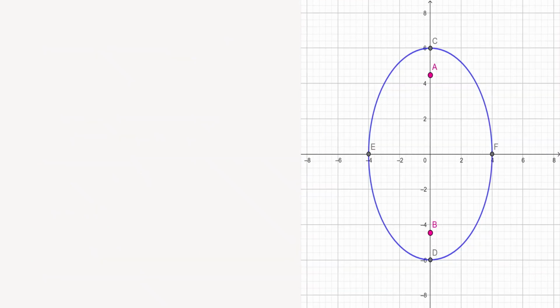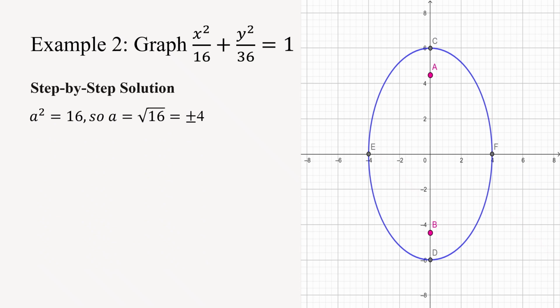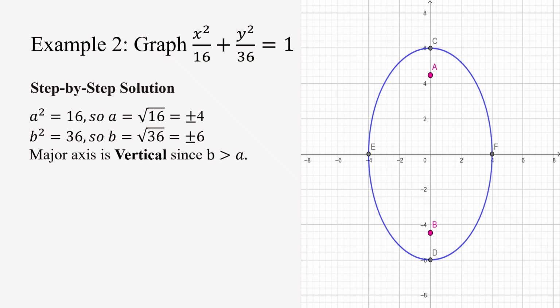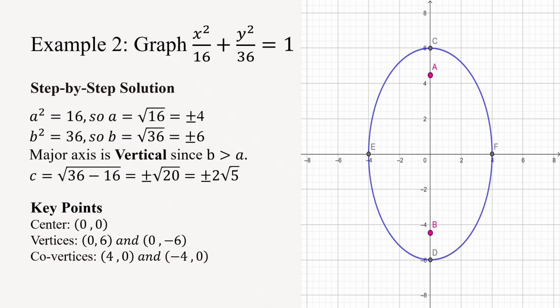Another example. x squared divided by 16 plus y squared divided by 36 is equal to 1. Here, a is equal to 4, and b equals 6. Since b is greater than a, the major axis is vertical. The vertices are (0, 6) and (0, negative 6). The co-vertices are (4, 0) and (negative 4, 0), and the foci are at the points (0, 2 times the square root of 5) and (0, negative 2 times the square root of 5).